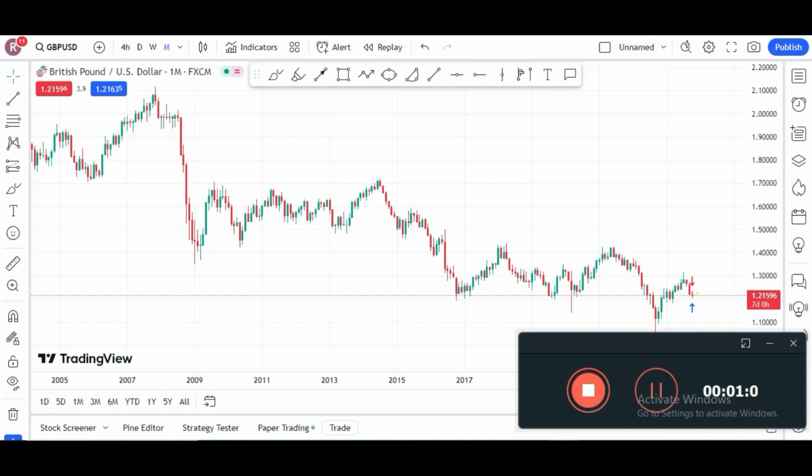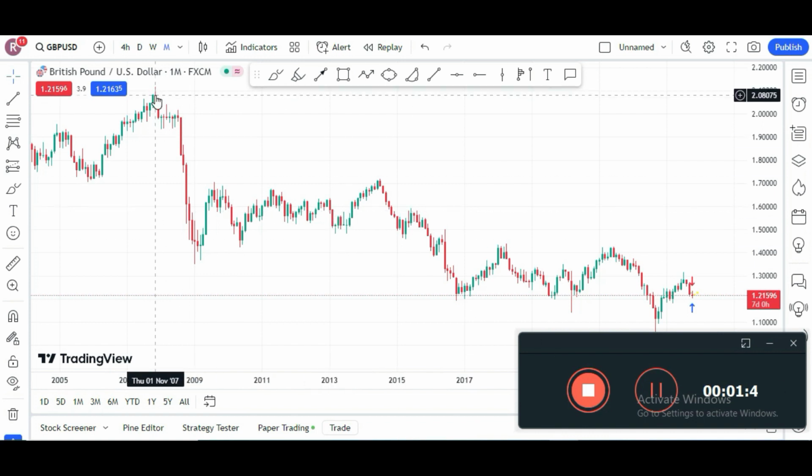So let's analyze this pair, British pound US dollar, which is commonly known as GBPUSD. We will do the top down analysis. Today is 25th October 2023. I will try to do the analysis from top down so we can see where we are.